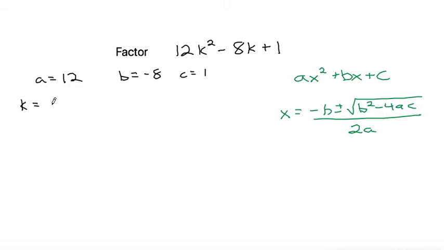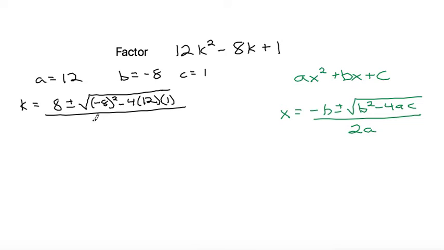k is equal to negative, it's a negative 8, so a negative is a positive. So it's positive 8 plus or minus the square root of b squared, so that's negative 8 squared, minus 4 times a, which is 12, times c, which is 1. And all of that is over 2a, which is 2 times 12.